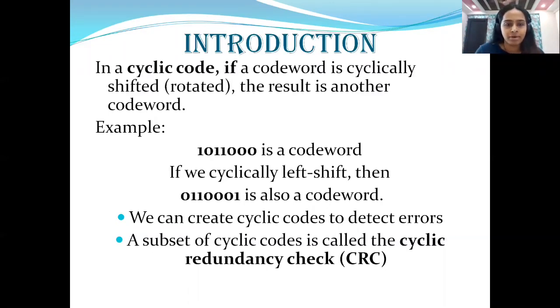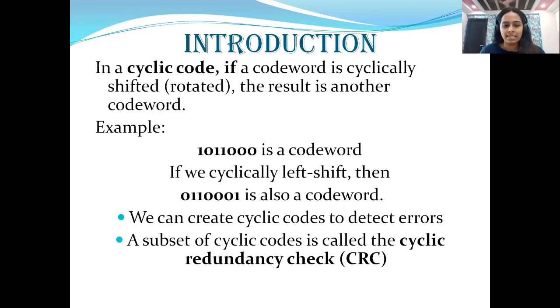So I have an example here. The given binary data word here is 10110000. When you cyclically shift it, that is, left shift, you get this code here, which is also another code word. This is the basic concept of a cyclic code.